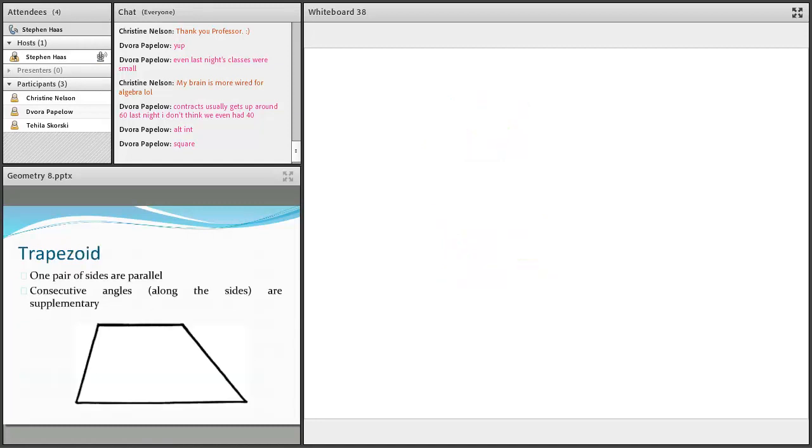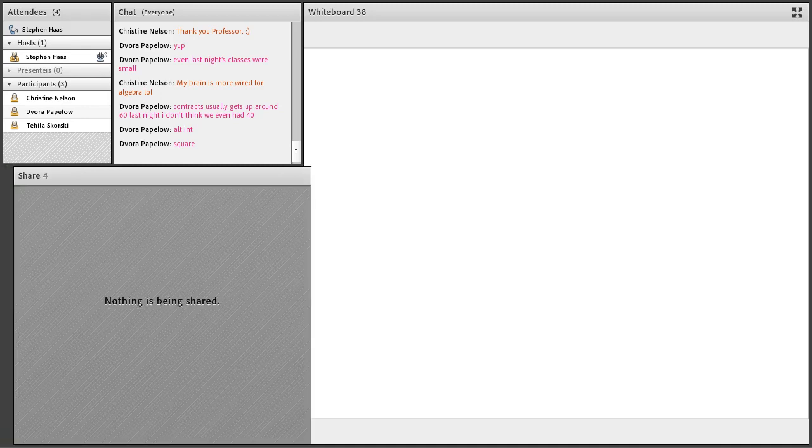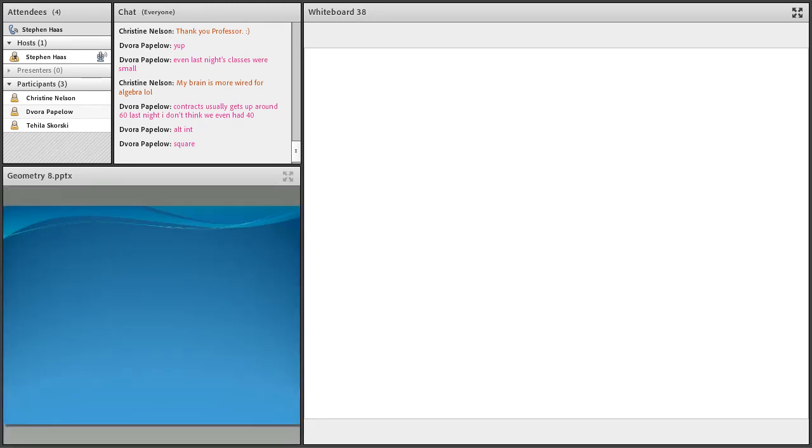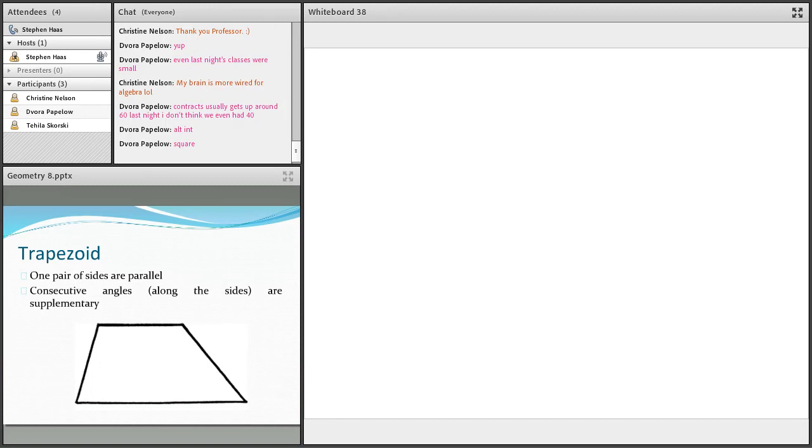Okay, now we've got the type of quadrilateral where only one pair of sides are parallel to each other. Sorry, I don't know why that closed, but I'll open it again. Okay, that means this side is parallel to that side. Just having one pair of parallel sides and not the other pair of parallel sides makes it a trapezoid.